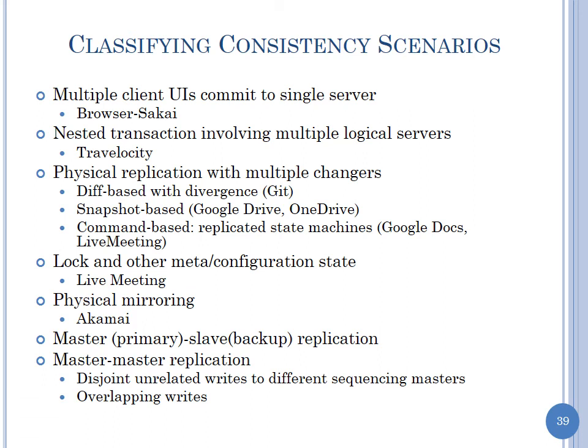So here's a text-based summary of what we looked at. We looked at browser Sakai Notion. We looked at Travelocity with nested transactions. We looked at Git, Google Drive, OneDrive, and Google Docs, and saw the differences there were. We saw meta and regular state or configuration state. We saw physical mirroring. This is not in the sequence we went through the material.